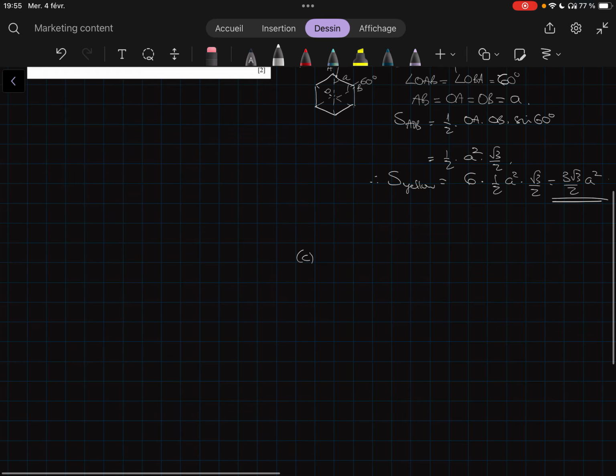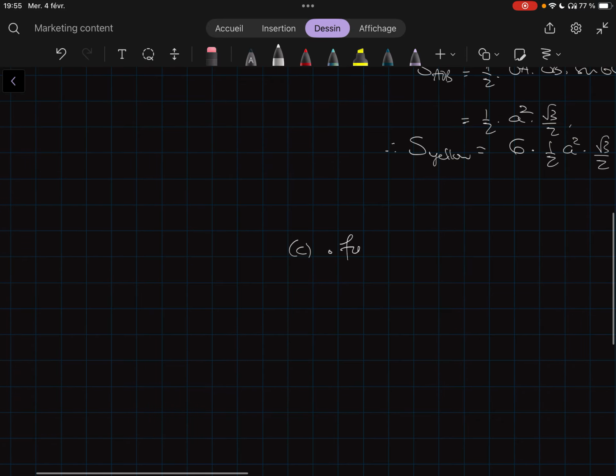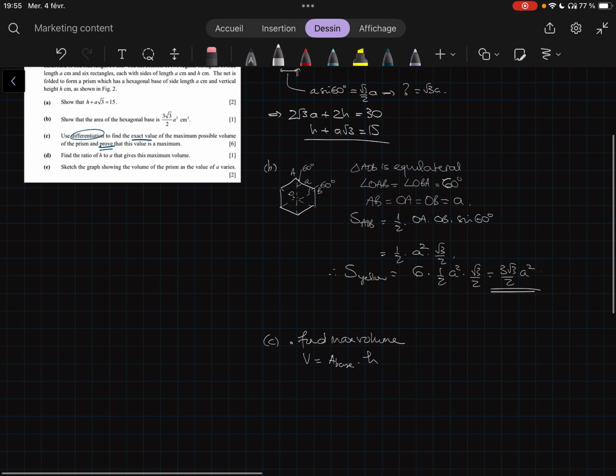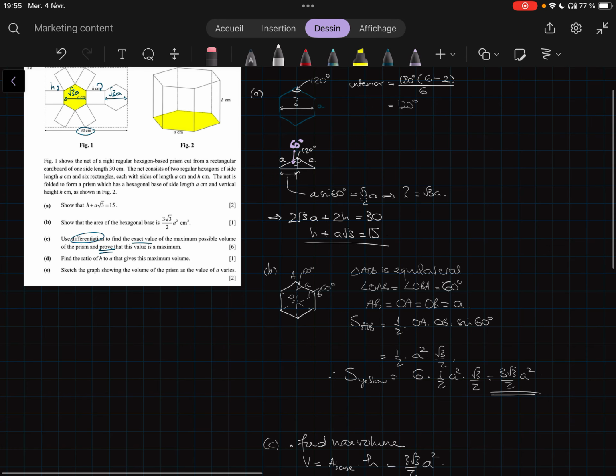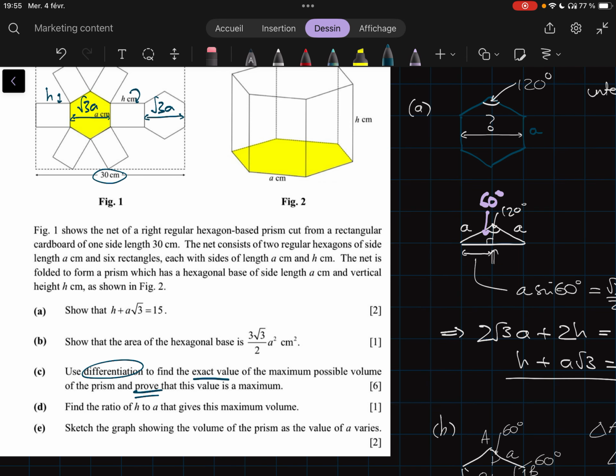So, first part is to find the maximum volume. And volume is simply the area of the base times the height. The area of the base we found out to be 3 root 3 over 2 A squared. The height is going to be h because this rectangle over here is going to be folded up to form the prism over here. And in fact, they are nice enough to indicate that the height of the prism is h centimeters.